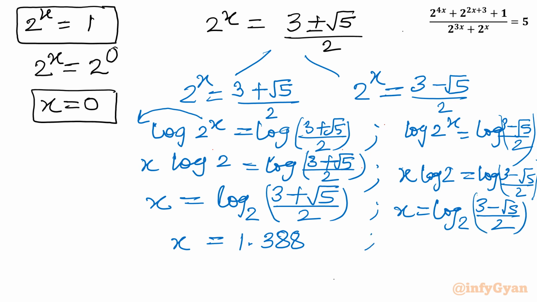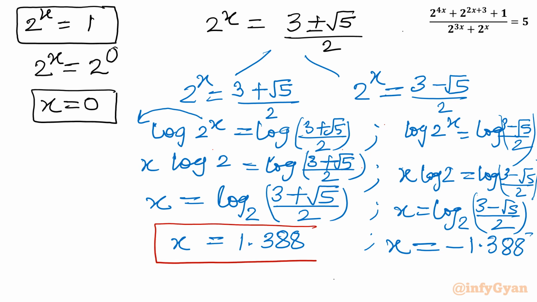Now we will get from here, I am writing directly, this value is negative 1.388. So there are three values of x which will satisfy the given exponential equation. x is equal to 1.388, x is equal to negative 1.388 and x is equal to 0.